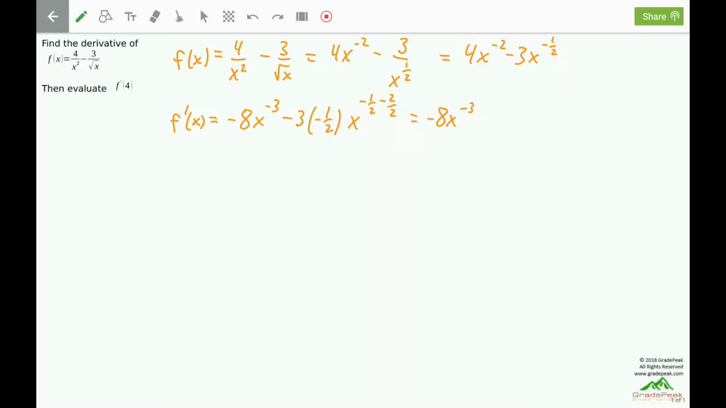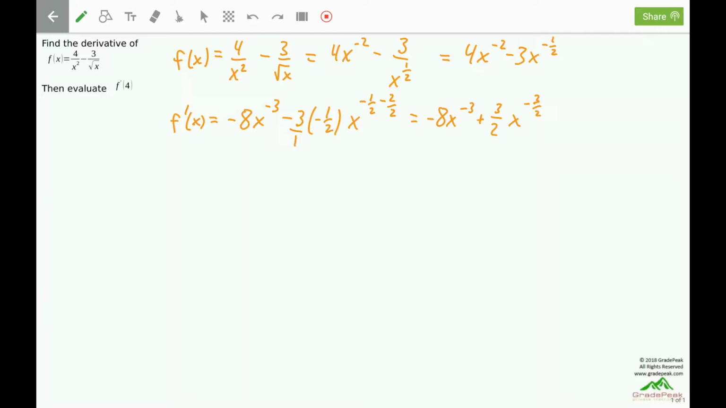The second term, I'm going to multiply the negative 3 and the negative 1/2. Now we can think of the negative 3 as being over a 1. Multiply the numerators, negative 3 times the negative 1 is a positive 3. So plus 3 over 1 times 2, which is a 2. And then x raised to the negative 1/2 minus 2/2 is negative 3/2.